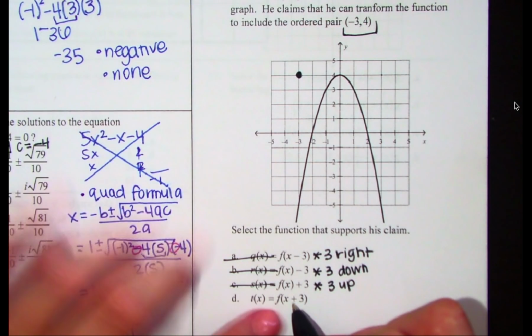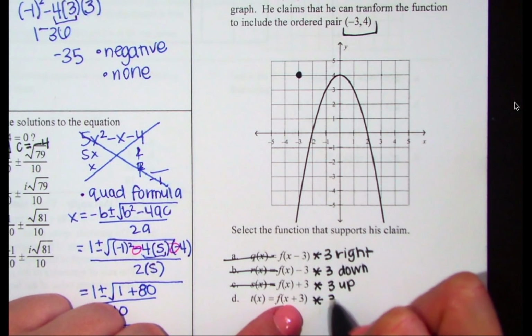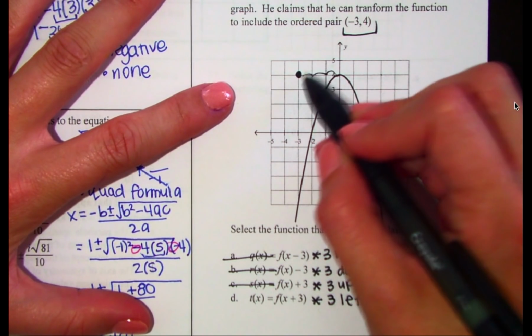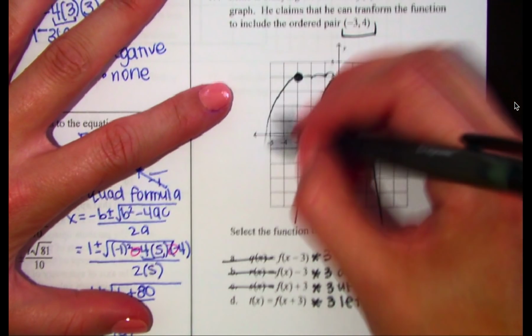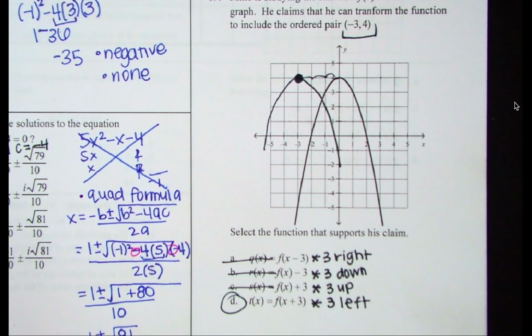But if I look at this, which means plus 3 inside parentheses means translate 3 to the left, if I translate 3 to the left, that will include my parabola. So yes, D is my answer.